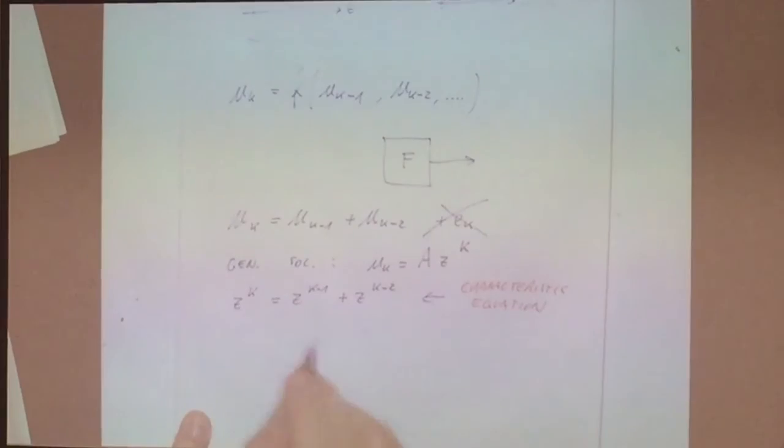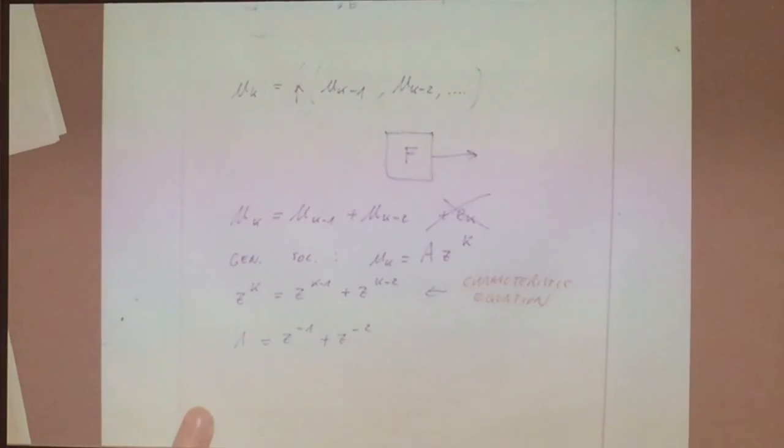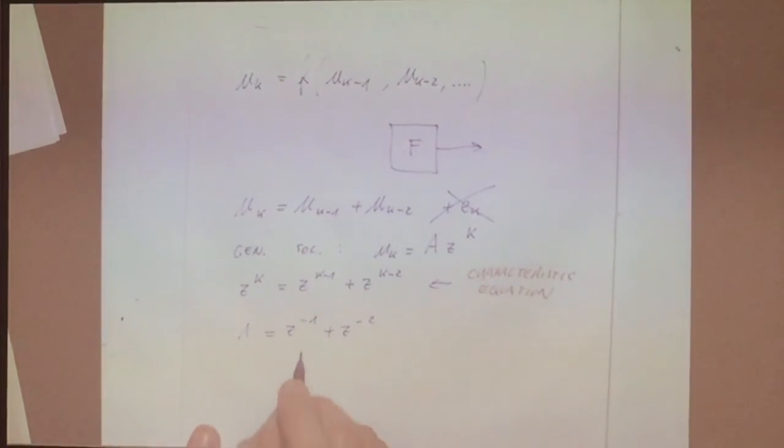We can simplify it a little bit because we still have k at the exponent, which we don't like that much. So we divide everything by z to the power of k, and we get 1 equal to z to the power of minus 1 plus z to the power of minus 2. Also, we don't like negative exponents. We prefer to work with positive ones, so we multiply by z to the power of 2. So we get z squared equal to z plus 1.